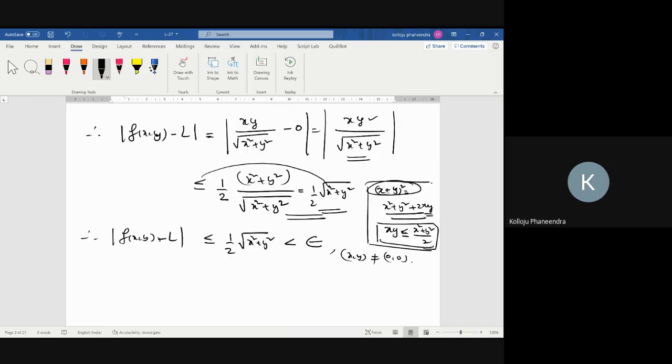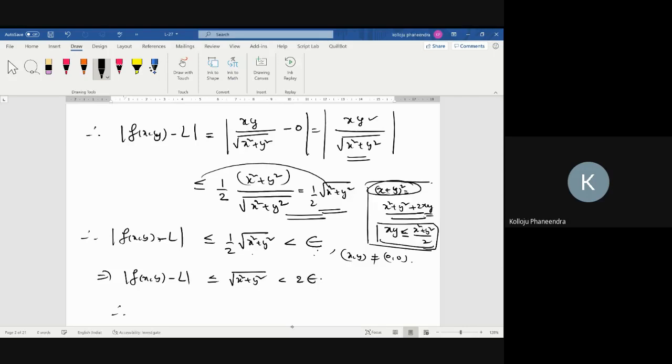After getting this, I have to get the delta value. Therefore, what is this value? X square plus y square is less than 2 epsilon. This implies mod f of xy minus L is less than or equal to root of x square plus y square, which is less than 2 epsilon.